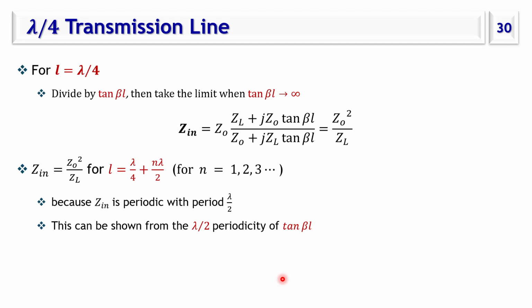Now a third special case of transmission line termination is the lambda by 4 transmission line. For any load impedance, the Z input would be Z naught squared divided by ZL. Again, it would have the same value for L equal to lambda over 4, or any integer number of lambda over 2 added to it. This is the lambda by 2 periodicity again. It has a very famous application that is called the lambda by 4 transformer. We'll talk about it in the next lecture, inshallah.